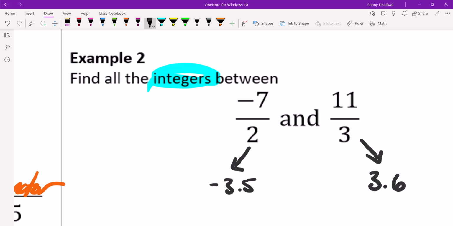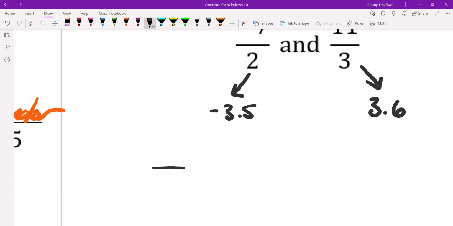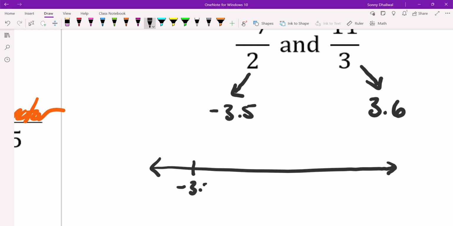So we need to find all the numbers in between. I find just putting these things on a number line makes it so much easier to process. So I'm going to draw myself a number line here. On the far left is the -3.5. On the far right is the 3.6. And I just have to imagine all the numbers in between. So if I think of this as a number line, just to the right of -3.5, what integer would be sitting there? -3. That's the first integer we'd come across.